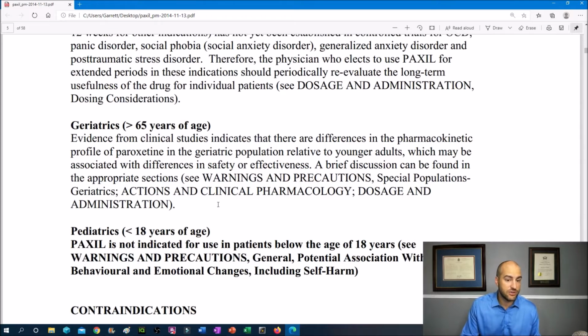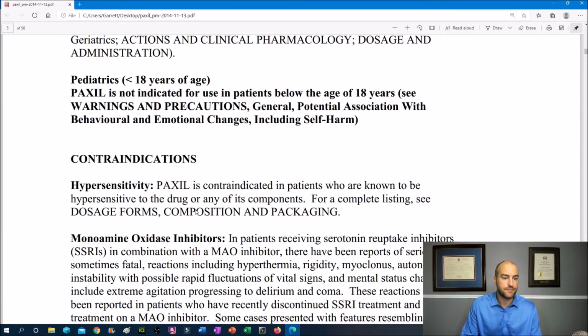For geriatrics, or patients above the age of 65, evidence of clinical studies indicates that there are differences in pharmacokinetic profile of paroxetine in the geriatric population relative to younger adults, which may be associated with differences in safety and effectiveness. A brief discussion can be found in the appropriate sections, so warnings and precautions. We'll get to that. Okay, so pediatrics, patients less than 18 years of age. Paxil is not indicated for the use in patients below the age of 18 years. Again, we'll see that in warnings and precautions.